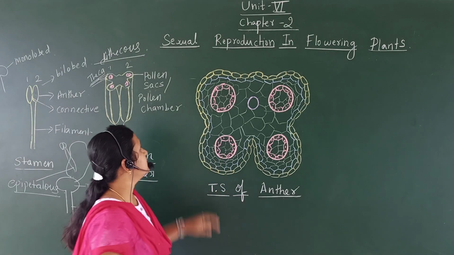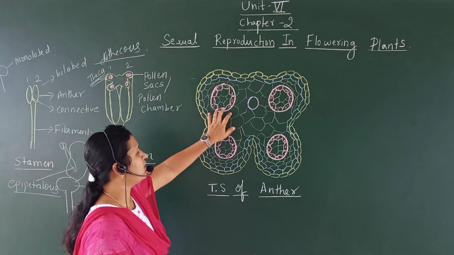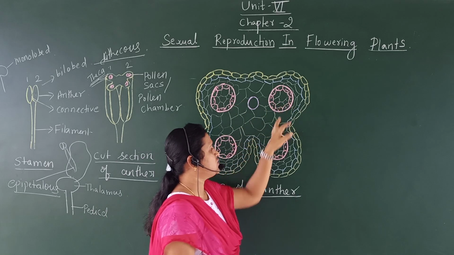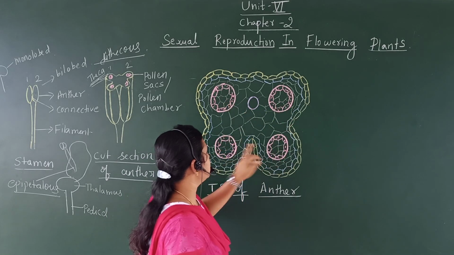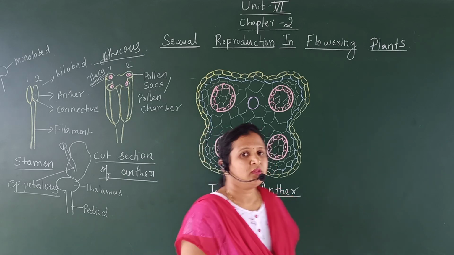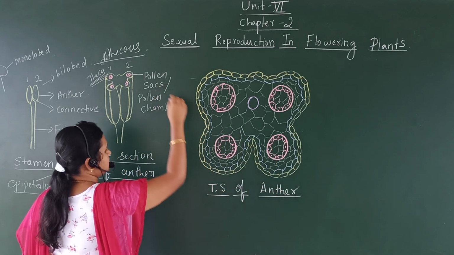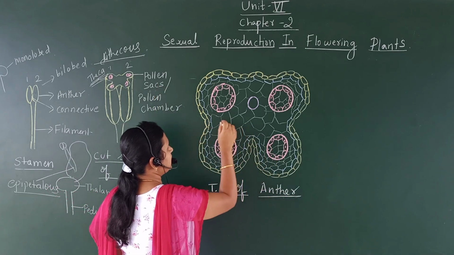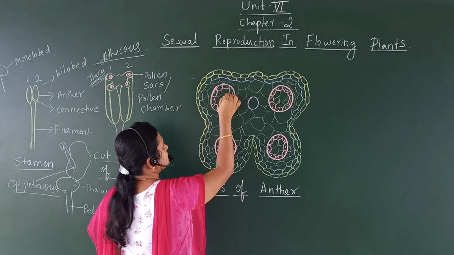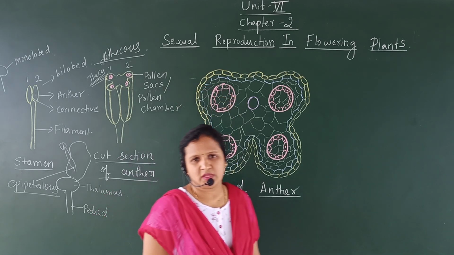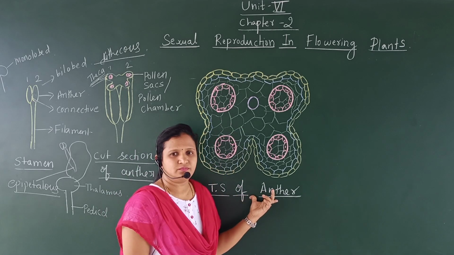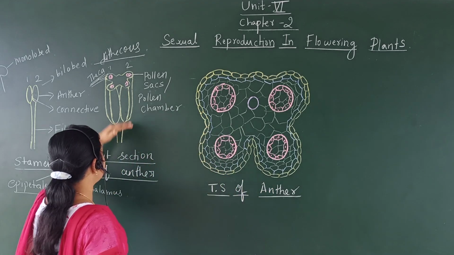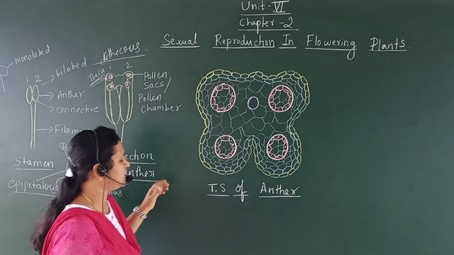But initially the same pollen sacs are called microsporangium. Okay, singular microsporangium, many microsporangia. So when the anther is young, these pollen sacs are called microsporangia. So this is the detailed structure of the anther. This is only a partial portion of the anther that has been cut.